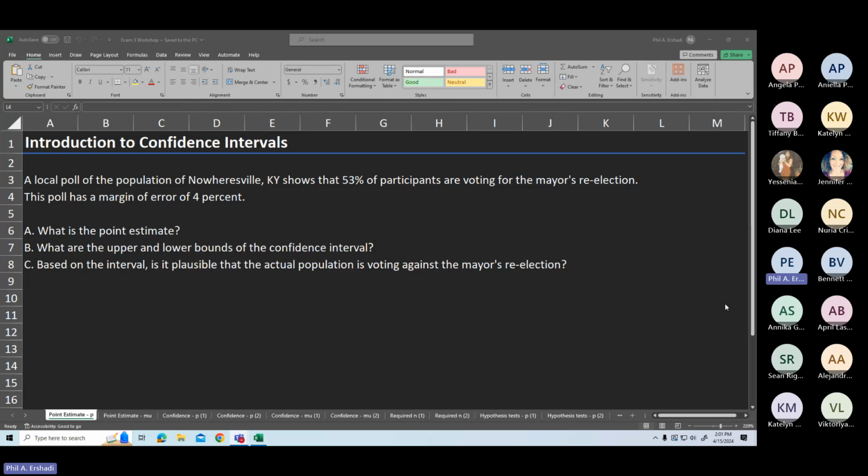So let's start with a more straightforward confidence interval question. This question says that a poll of the population of Nowheresville, Kentucky shows that 53% of the participants are voting for the mayor's reelection, and the poll has a margin of error of 4%. So in this question, we are given the margin of error. First question, which I'm going to throw to you in the chat: which of these numbers is the point estimate, and how would we write it in Excel?